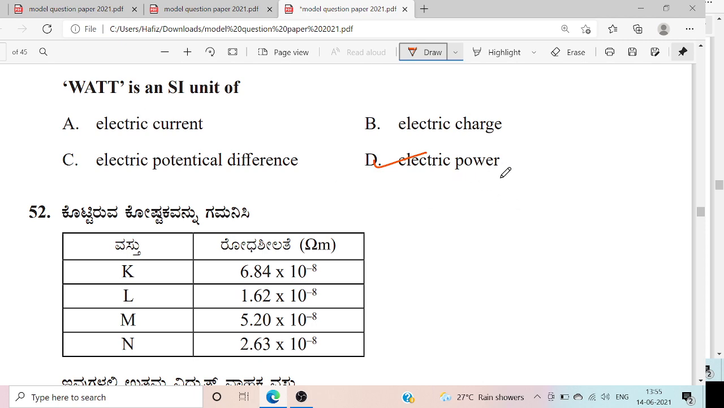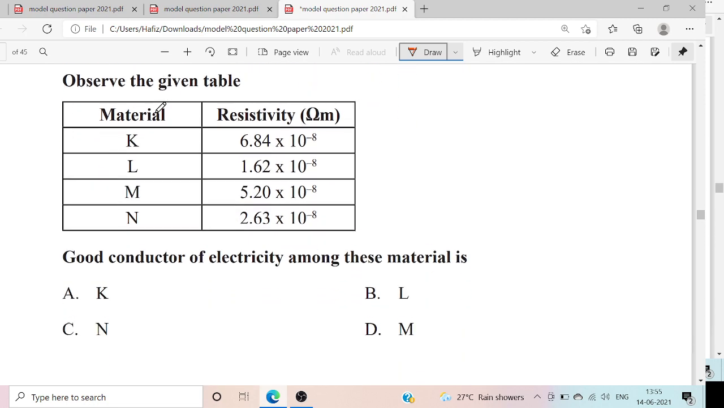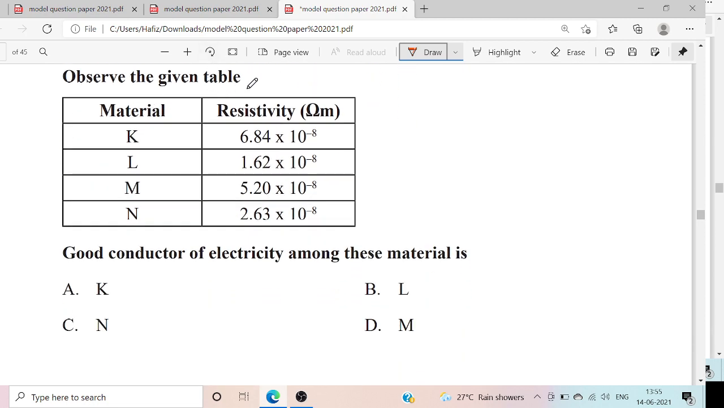So electric power has an SI unit of watt. Next question, again from the topic electricity. Observe the given table where the name of the material in symbolic form is given with the resistivity. The question is: the good conductor of electricity among the materials is, meaning which of the given materials has good conductivity.